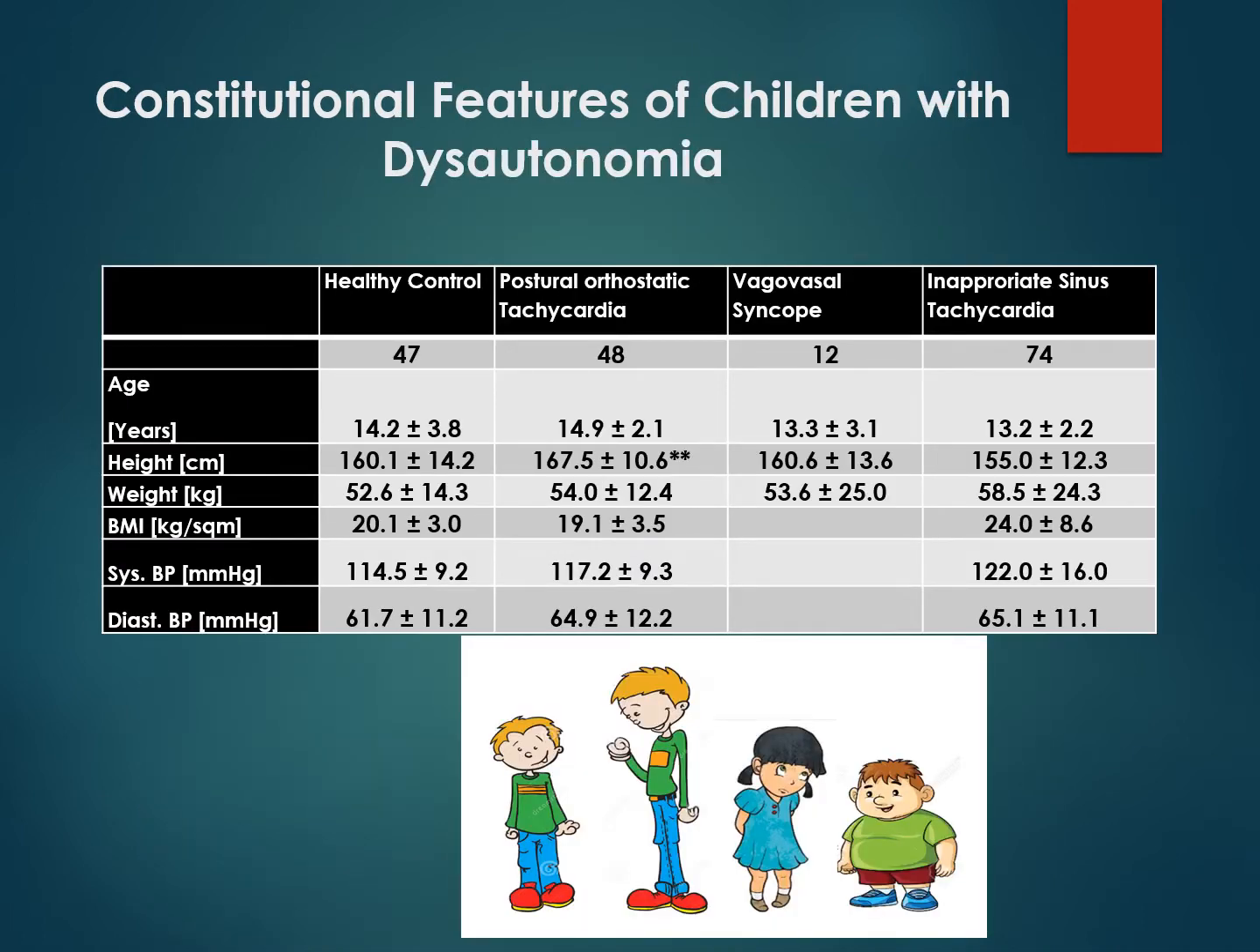However, we found significant constitutional features in children with autonomic dysfunction. Most of all, there are tall and slim patients who develop postural orthostatic tachycardia syndrome, and the inappropriate sinus tachycardia was found in those children who have a higher body mass index. There is a predominance of females in the vasovagal group.